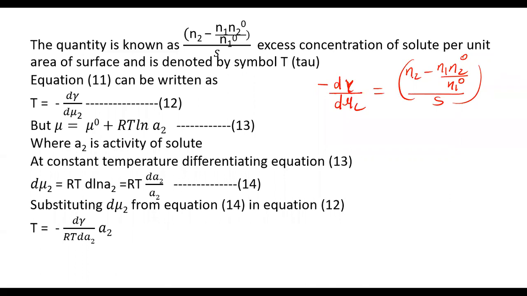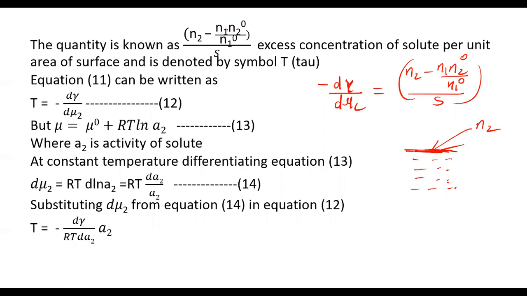N2 is the number of moles of the solute. So N2 minus N1 gives the excess concentration of the solute per unit surface area. You can see this is the surface of the liquid, and on the surface there are N2 solute molecules, because there is an excess number of solute molecules present on the surface as compared to the bulk phase.